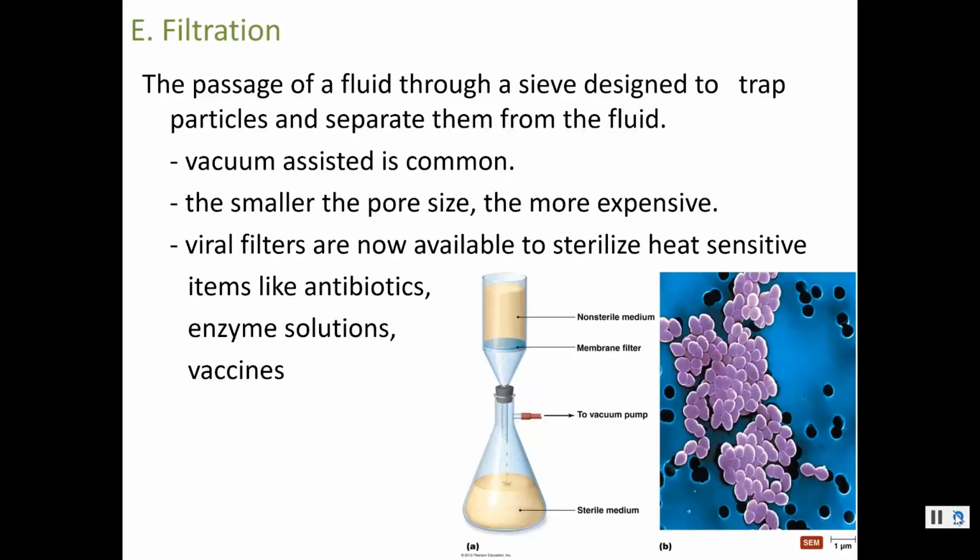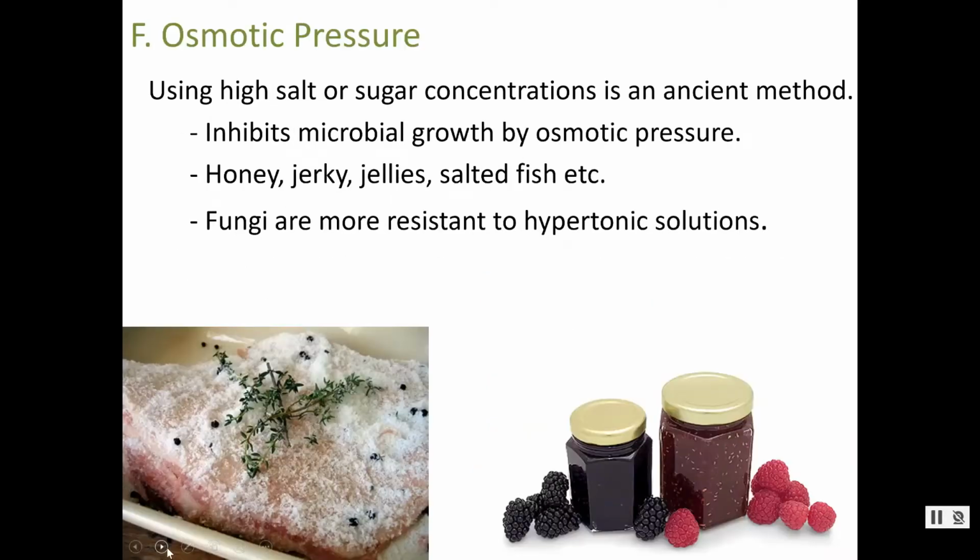So filtration. How do we use filtration? They use it in treating drinking water in water treatment plants, and to remove contaminants from sewage. And again, we already said smaller ones are used for drugs and other types of things. Okay, so another physical way we can control microbial growth.